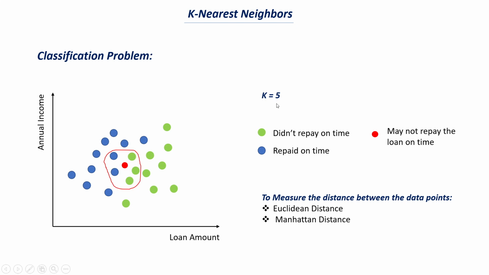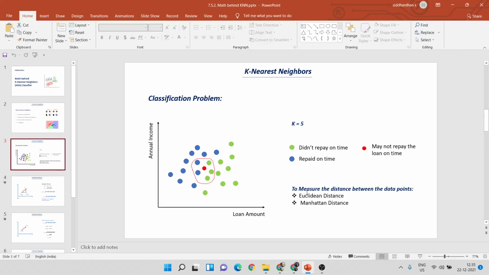If you give k equal to 5, it will take 5 nearest neighbors. If you give k equal to 7, it will take 7 nearest neighbors and so on. In order to find the distance, we can use Euclidean distance or Manhattan distance. There are also other kinds of distance we can use, but in this case we will be using only these 2 distances.